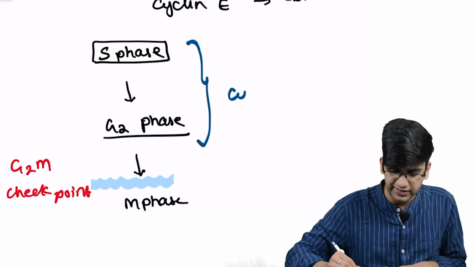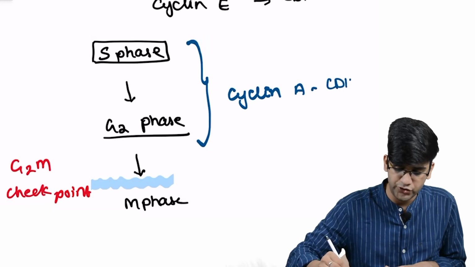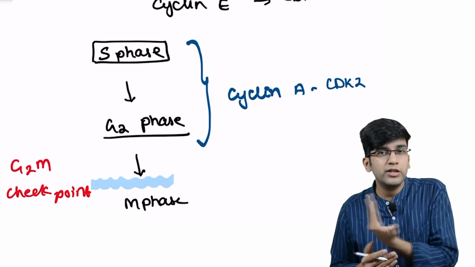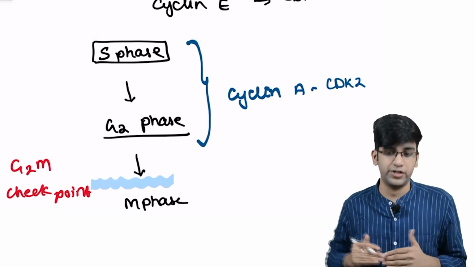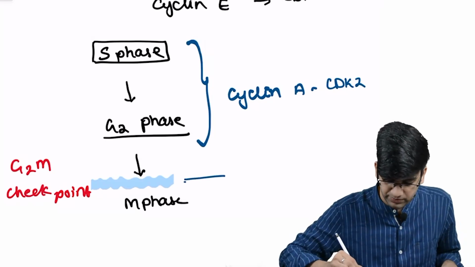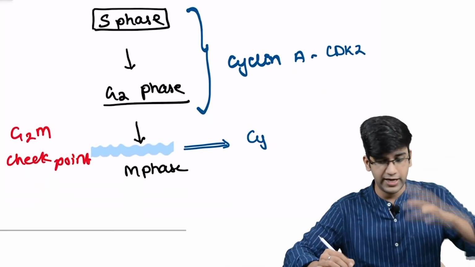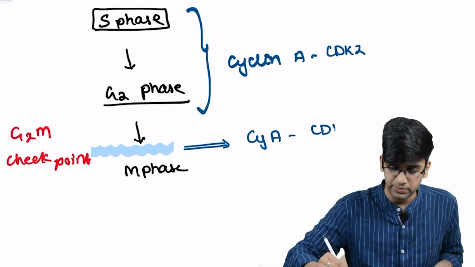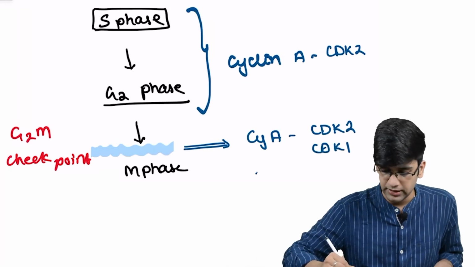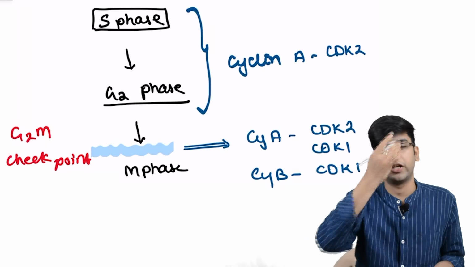Here I need cyclin A with cyclin dependent kinase 2. That's required for me to smoothly go through the S phase and G2 phase, and I have a checkpoint here. This checkpoint, the G2M checkpoint, is acted upon by two cyclins, similar to my G1S checkpoint. Cyclin A with cyclin dependent kinase 2 and cyclin dependent kinase 1, both of them help here, and cyclin B with cyclin dependent kinase 1 is also going to help here.